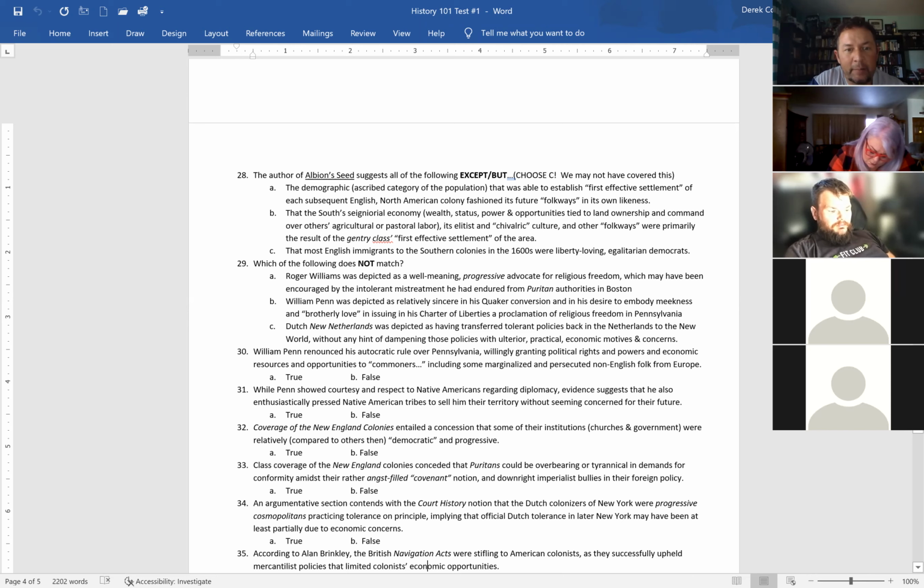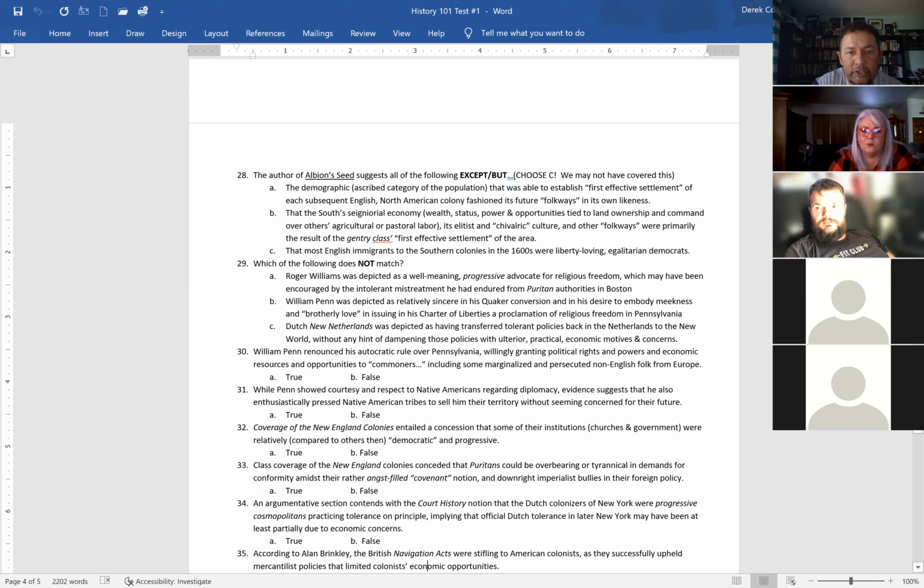Which of the following does not match? A, Roger Williams was depicted as a well-meaning progressive advocate for religious freedom. Yes. Right. It's simplistic, and I need to read a more up-to-date biography on Roger Williams, because revisionist history permeates everything now. And I'm sure they have found some dirt on this guy. But in my handout, I still went along with praising him as being very idealistic and tolerant, etc. And I did the same thing limitedly with William Penn, didn't I? So William Penn was depicted as relatively sincere in his Quaker conversion and in his desire to embody meekness and brotherly love in issuing his Charter of Liberties. I give him that credit. Remember, my revisionist section on him that criticizes him pertains to his treatment of Native Americans, not religious toleration.